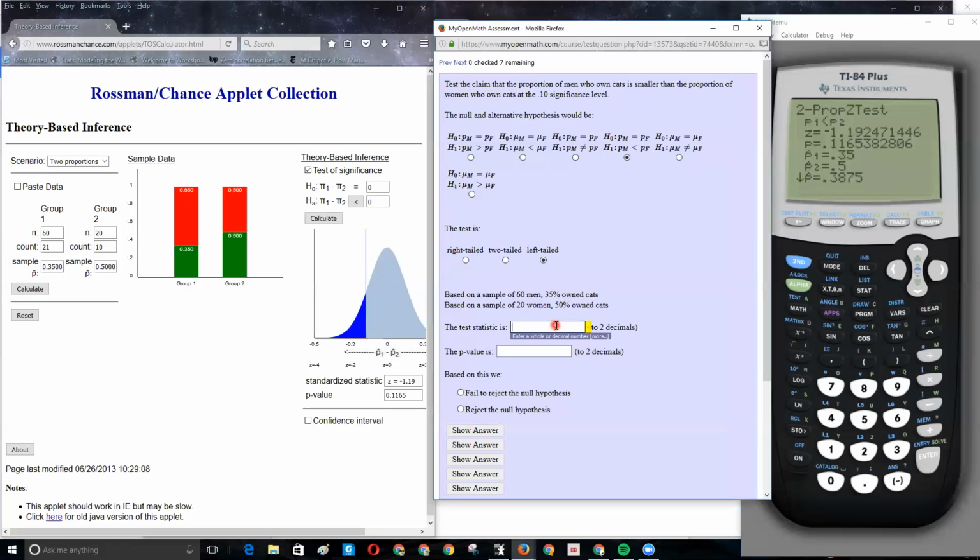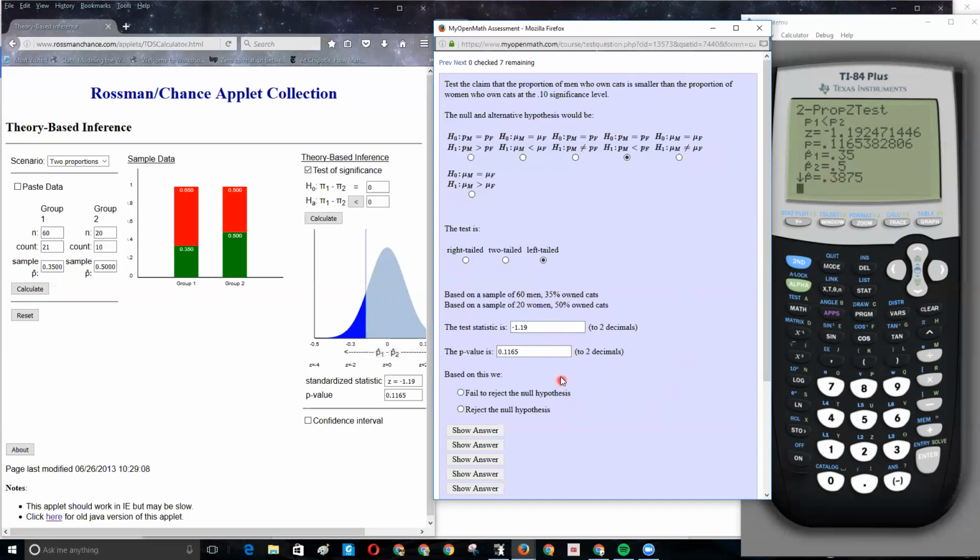Now, one thing this problem is not asking us to do is to check the conditions. Let's see. So what's the test statistic? Let me do one thing before I forget. There's the test statistic, and there's the p-value.